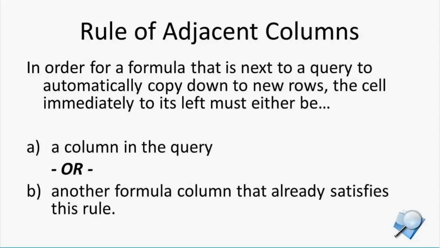And those formulas will automatically copy down to any new rows that get inserted when that query refreshes. But there are some rules about what makes that actually work, and that's what's described here. So for a formula, like my TSG amount formula, to copy down to a new row, the column to the left of it has to be a column in the query, like in this case, the account title, or it has to be another formula that already satisfies this rule. So I have a graphic that explains this a little better.